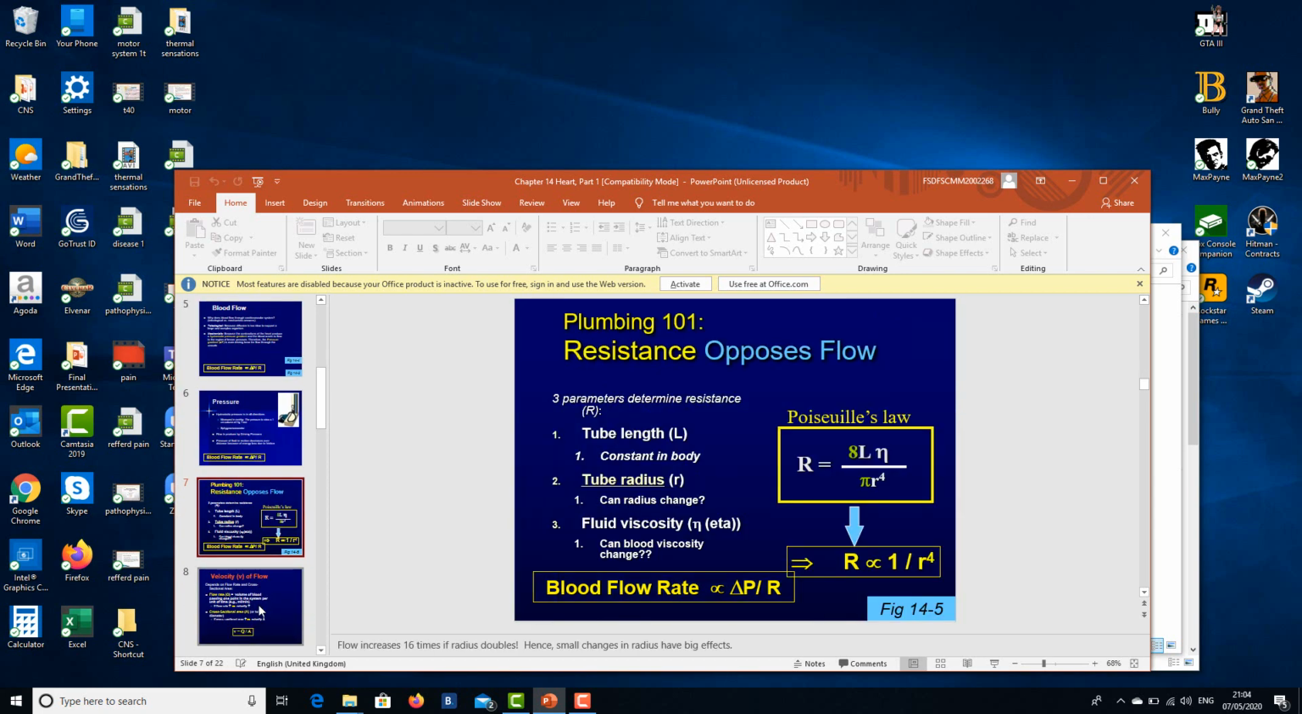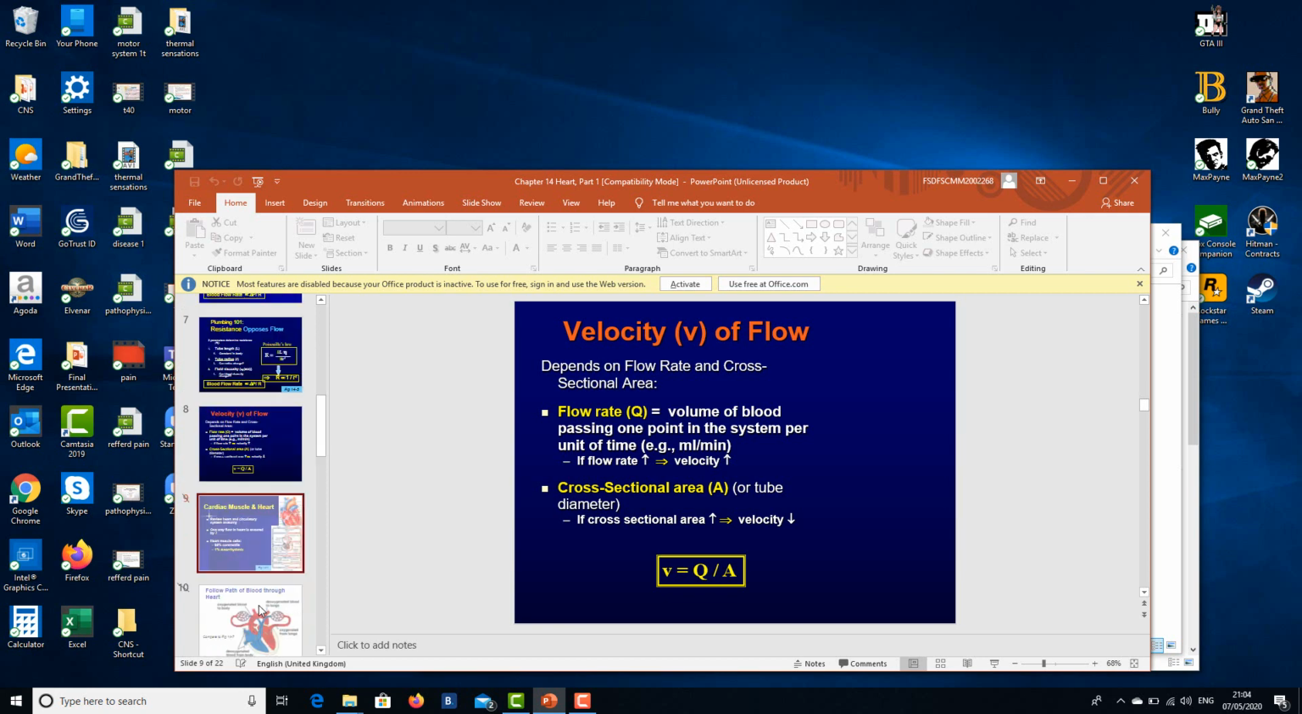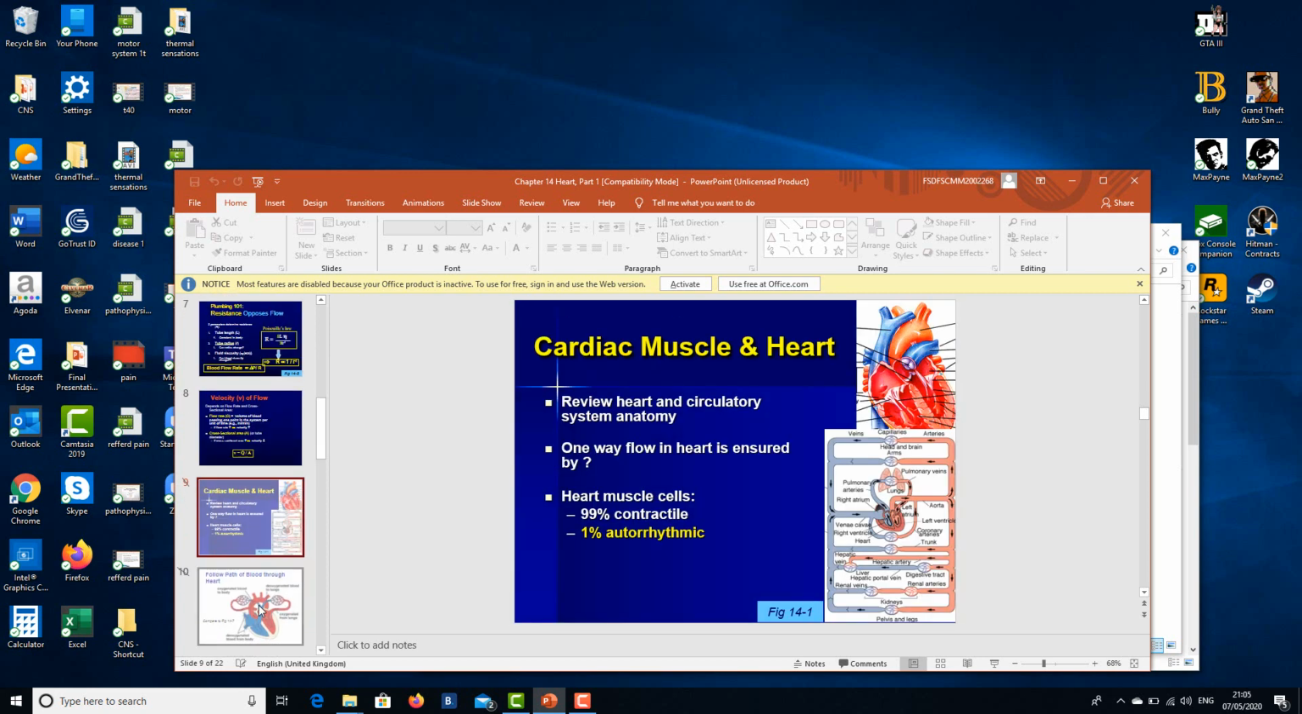Now this is Poiseuille's law, and we are going to do it in detail when we'll be doing the circulation. The velocity of flow also we are going to do in the circulation. Today is the introductory lecture, so we should know about the nature of the cardiac muscle at first. We should be reviewing the heart and circulatory system anatomy.